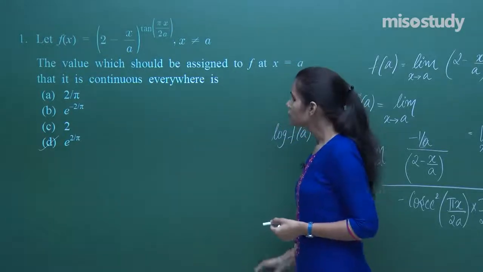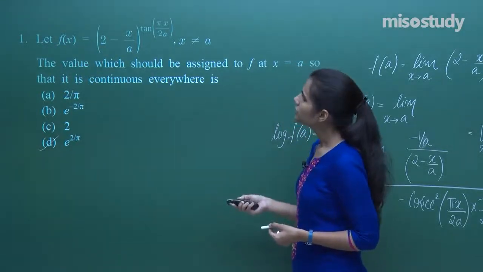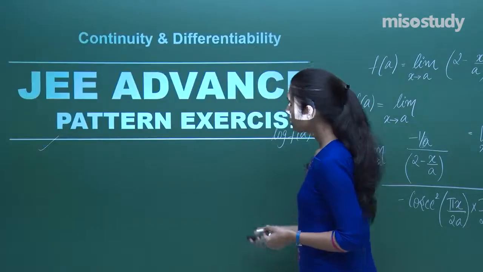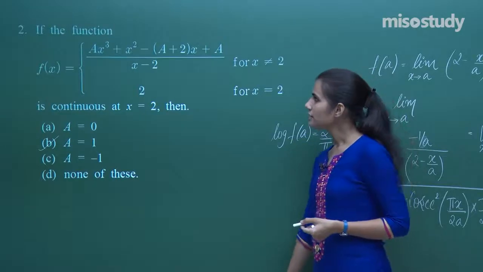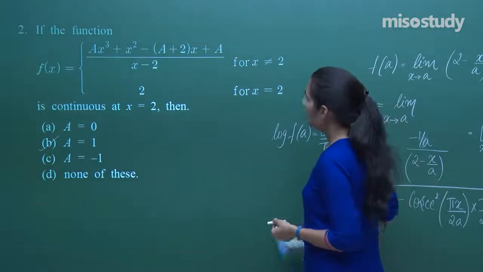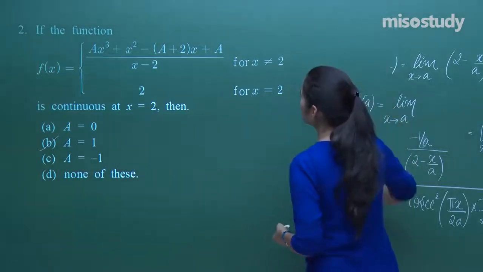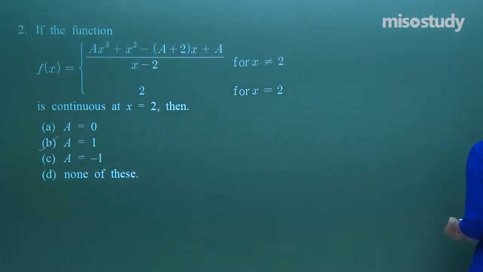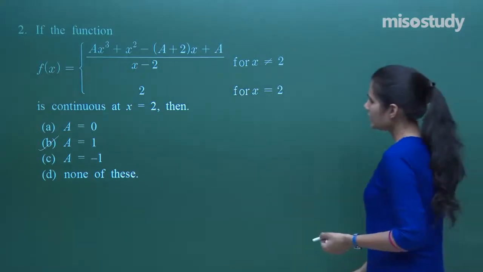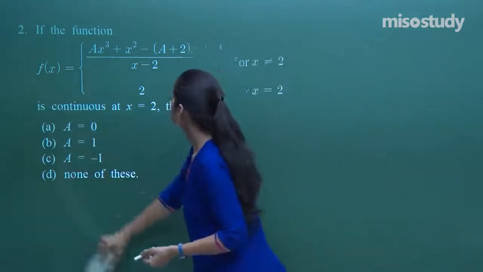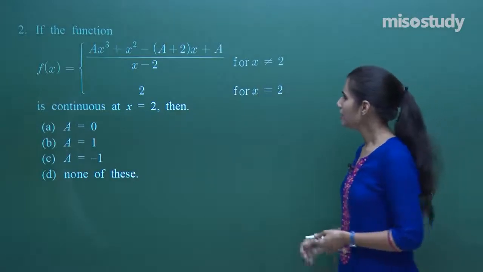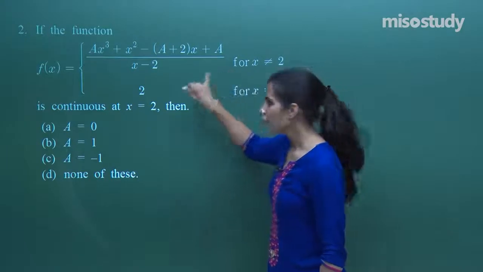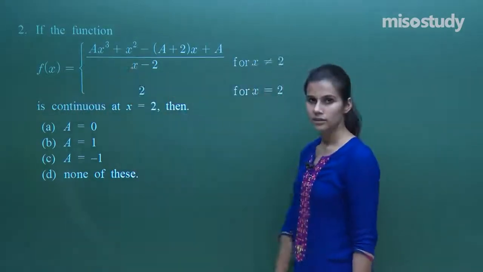Let's look at the next question. In the next question, what is it that we are going to have? Let's see. Okay. So the next question says (ax cube plus x square minus a plus 2x plus a) whole upon x minus 2. Let's talk about this question now. It is saying this is continuous at x equals 2 then. Now the moment I am saying this is continuous at x equals 2, that means limit x tends to 2, f of x is equal to f of 2.